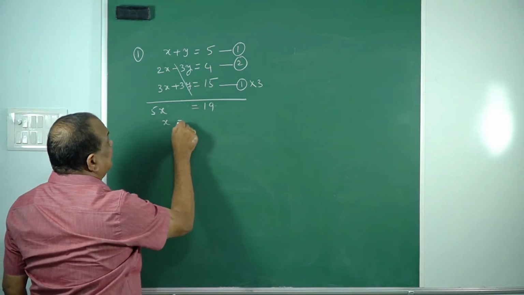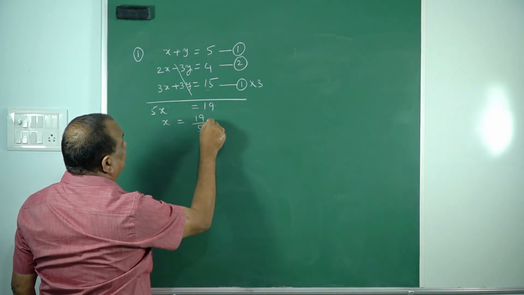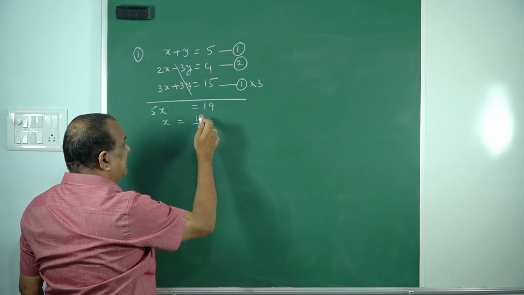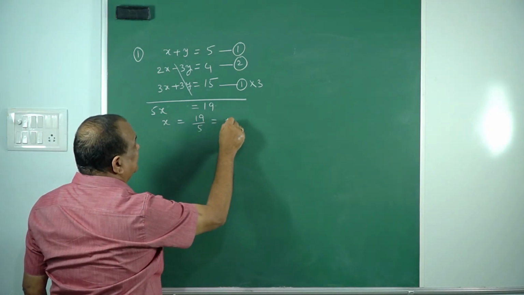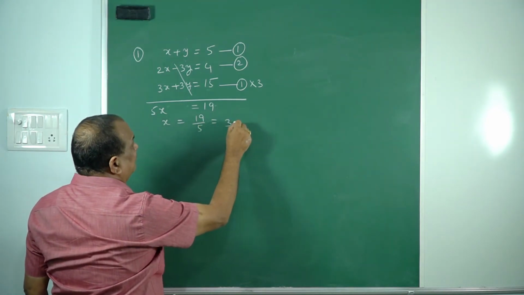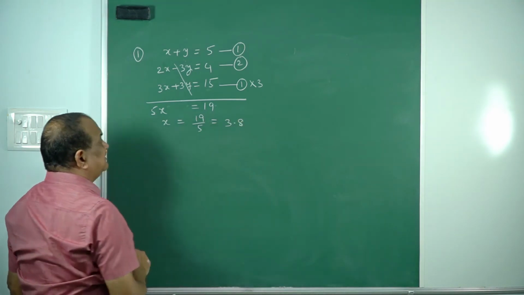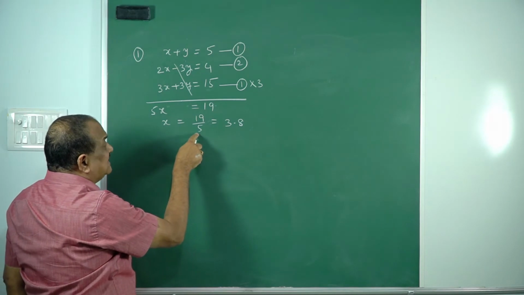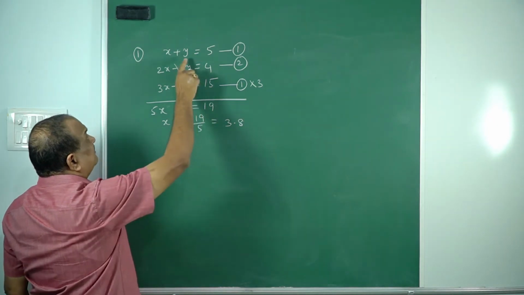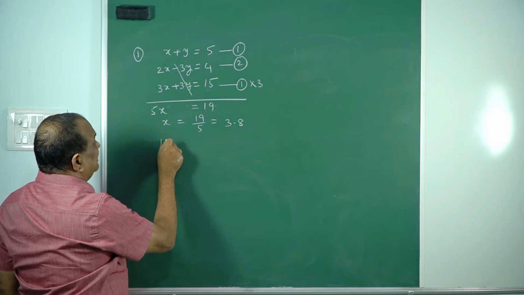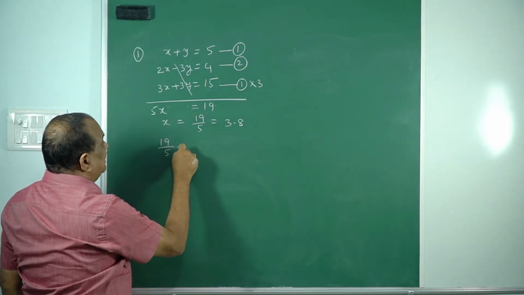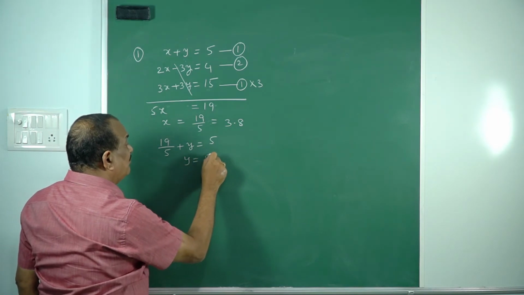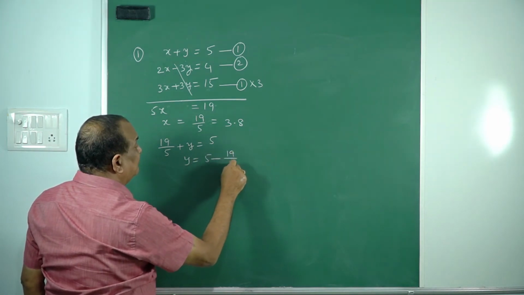So my x is 19 on 5. Okay, I can divide this, or better, I can leave it like this. Anyway, fine. 5 3s are 15, 4 and 5 will be 0.8, 3.8. Fine, this is better for the manipulation. This x value we will substitute in the first equation. The x value is 19 on 5, plus you have a y there, 5. And the y value is 5 minus 19 on 5.